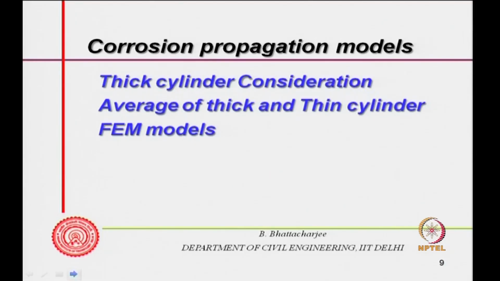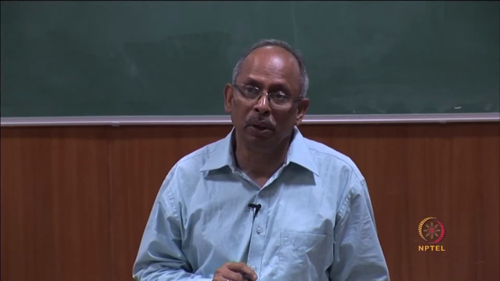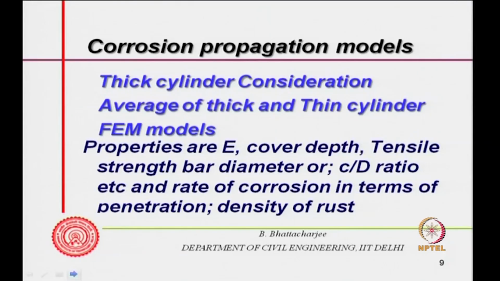Earlier it was modeled considering thick and thin cylinder situations, or by FEM modeling, which people are currently trying. The important properties are modulus of elasticity, cover depth, tensile strength, bar diameter, C by D ratio, rate of corrosion in terms of penetration, and density of rust. All these properties are required if you want to predict the time of cover concrete cracking. That is relatively more sophisticated than what we just talked about.